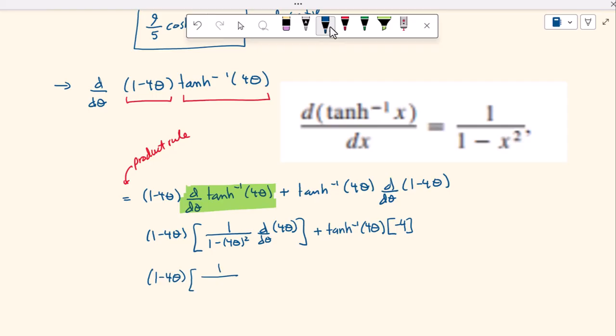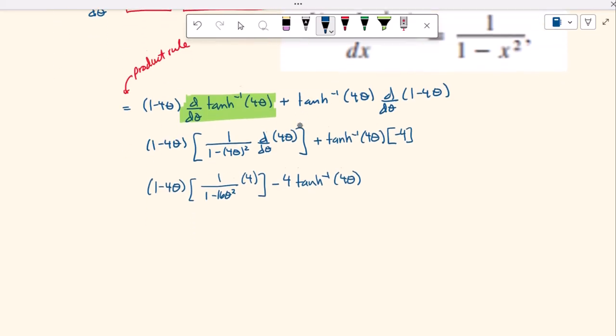So let's go ahead and write this out. So this would be 1 minus 16 theta squared, and the derivative of 4 theta is 4. Minus 4, so I'm going to take this 4 and pull it over here. So minus 4 inverse hyperbolic tan of 4 theta. Now there's some simplification that we can do here.